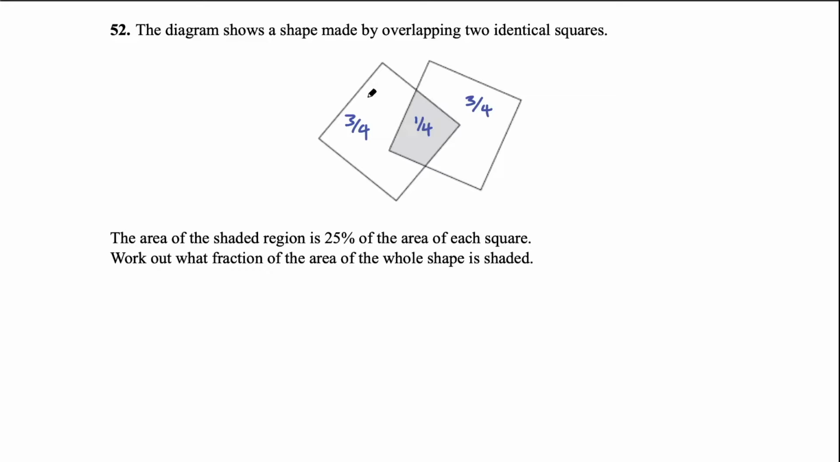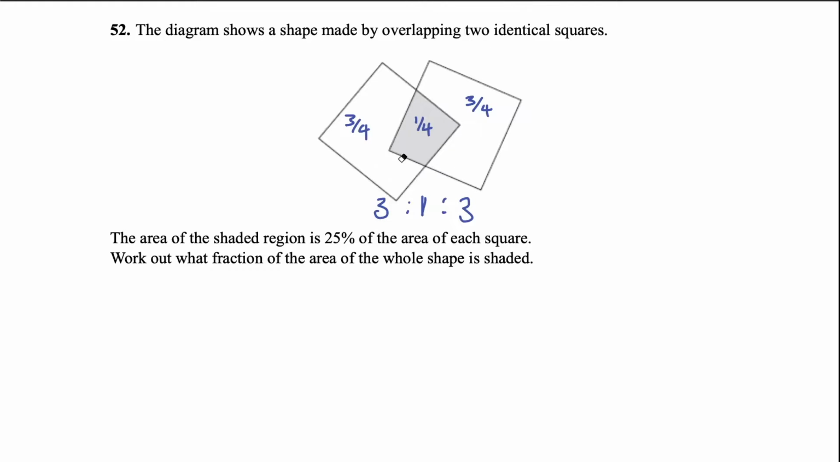Now, looking at these fractions, we need to figure out, if we broke this whole shape up into sections, what fractions would we use to represent those? Or another way to think about that is to write the areas in a ratio. So if we wrote this in a ratio, this would be 3 parts of the area, the middle would be 1 part of the area, and the other side would be another 3 parts of the area.